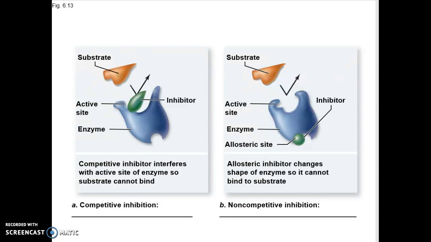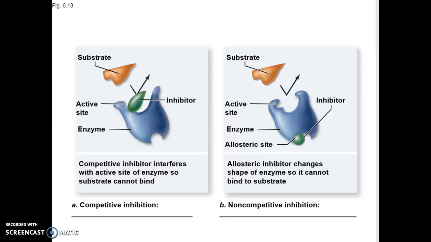So we talked a little bit about this in the last lecture. Competitive inhibition is when an inhibitor actually sits in the active site of the enzyme and physically blocks a substrate from attaching. It does not allow the substrate to fit into that same spot, so the substrate cannot be converted. The reaction or the pathway slows down significantly.